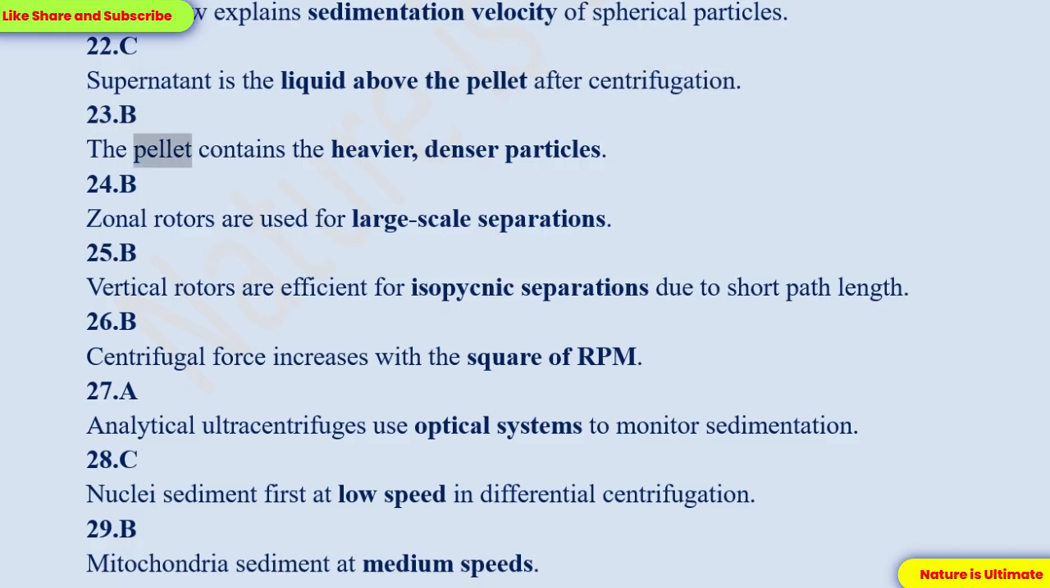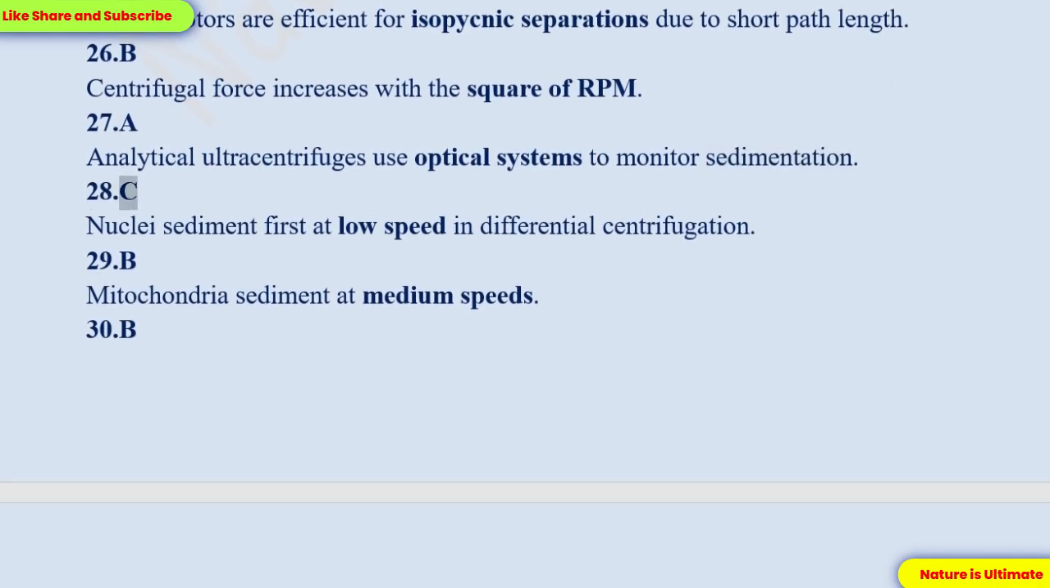23b. The pellet contains the heavier, denser particles. 24b. Zonal rotors are used for large-scale separations. 25b. Vertical rotors are efficient for isopycnic separations due to short path length. 26b. Centrifugal force increases with the square of RPM. 27a. Analytical ultracentrifuges use optical systems to monitor sedimentation. 28c. Nuclei sediment first at low speed in differential centrifugation. 29b. Mitochondria sediment at medium speeds.